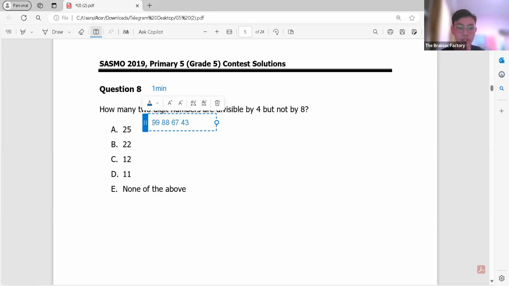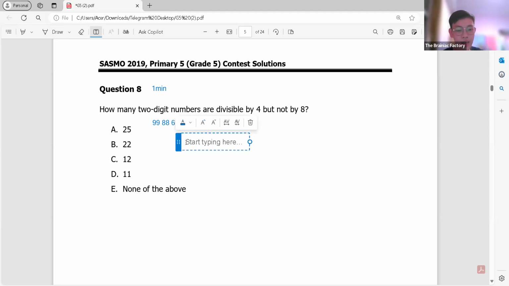Okay. So for this question, the 2 digit number, as we know, could be 99, 88, 67, any number that has 2 digits. So we're asked to find the count of numbers that are divisible by 4. As we can see, it could be 12. What else? 16, 20, 24. But in this, we're asked to find the whole numbers that are divisible by 4 but not 8.